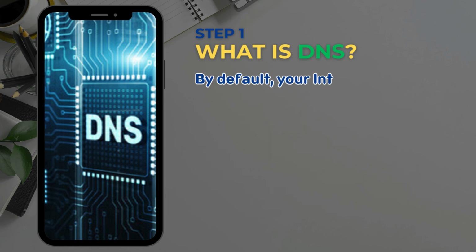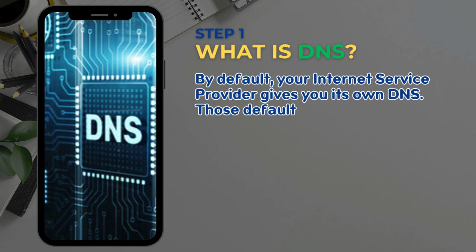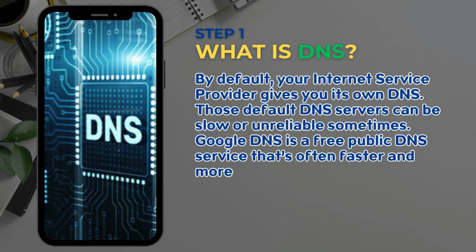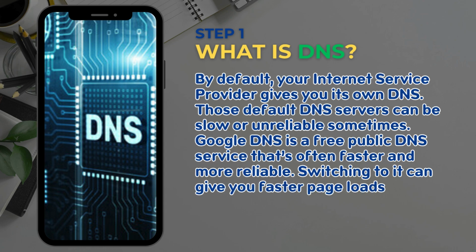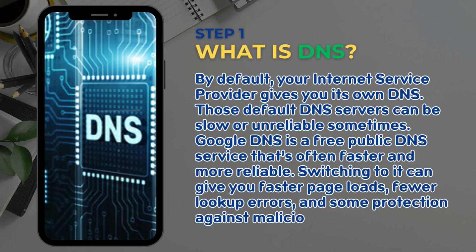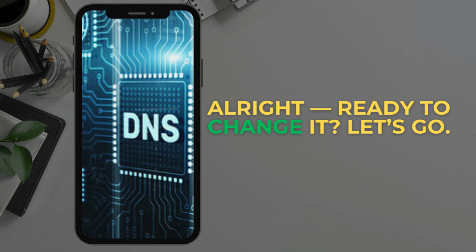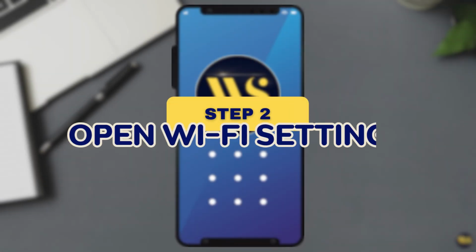By default, your internet service provider gives you its own DNS. Those default DNS servers can be slow or unreliable sometimes. Google DNS is a free public DNS service that is often faster and more reliable. Switching to it can give you faster page loads, fewer lookup errors, and some protection against malicious sites. Alright, ready to change it? Let's go! Step number 2.